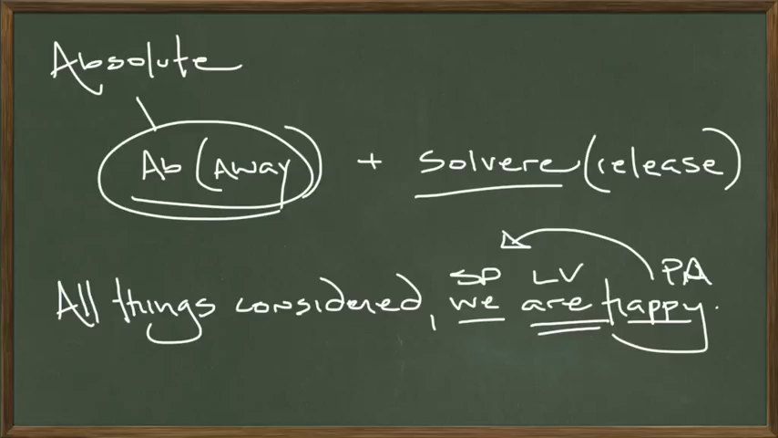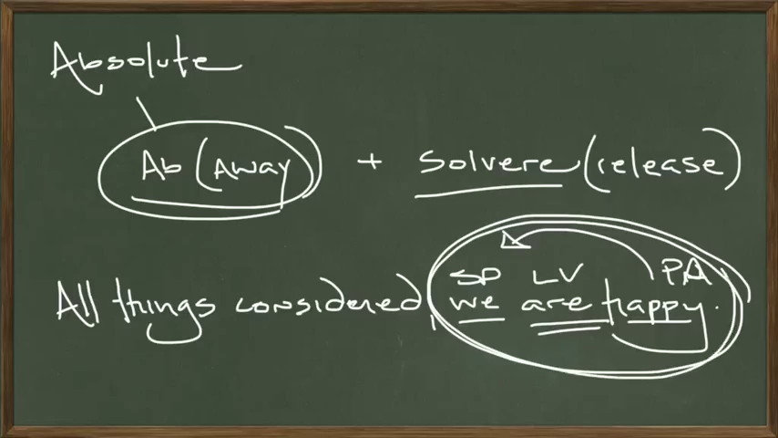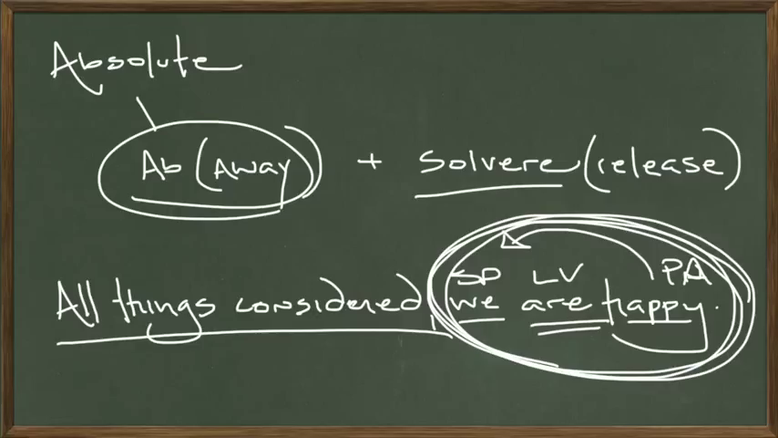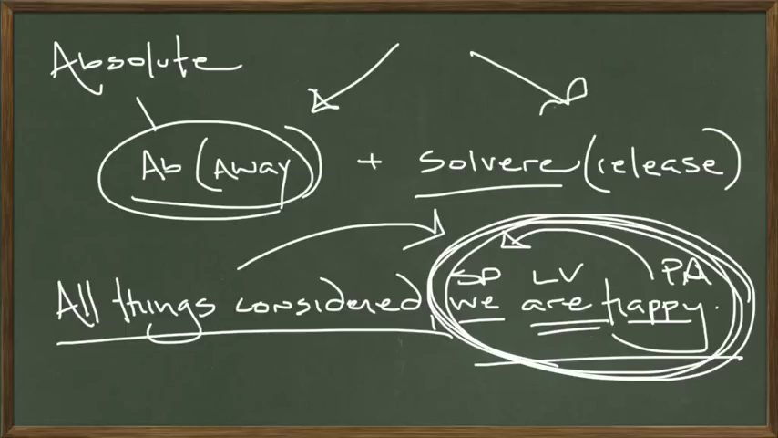My mistake. But notice that this sentence stands alone. We are happy. We don't need the rest of this, all things considered. All things considered simply adds light or description to the main sentence. We are happy. All things considered is separate from the main sentence and is not necessary to the main sentence. Therefore, it's separated, solvere, it's released, it's an absolute. Nominative absolute. In English, we have these.